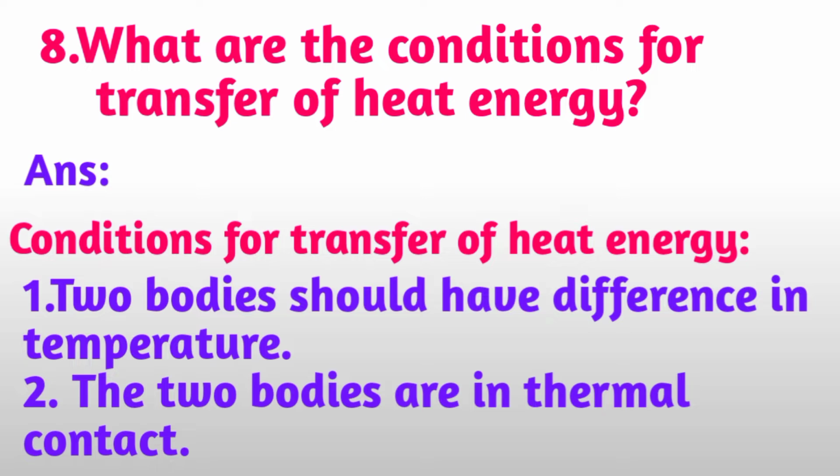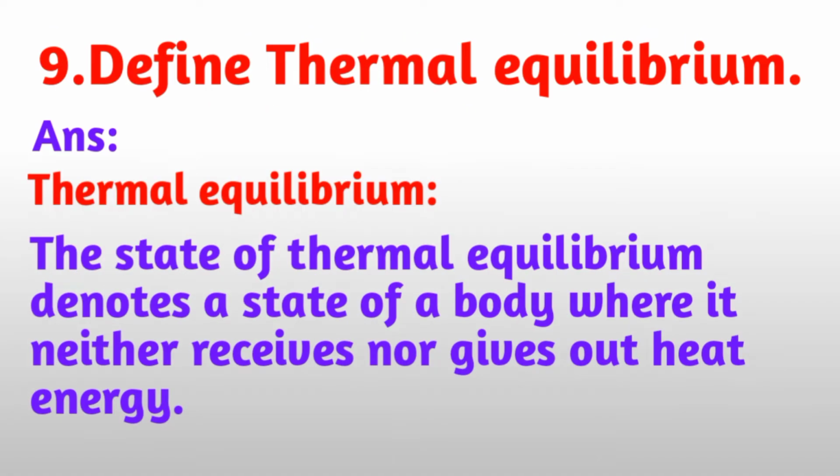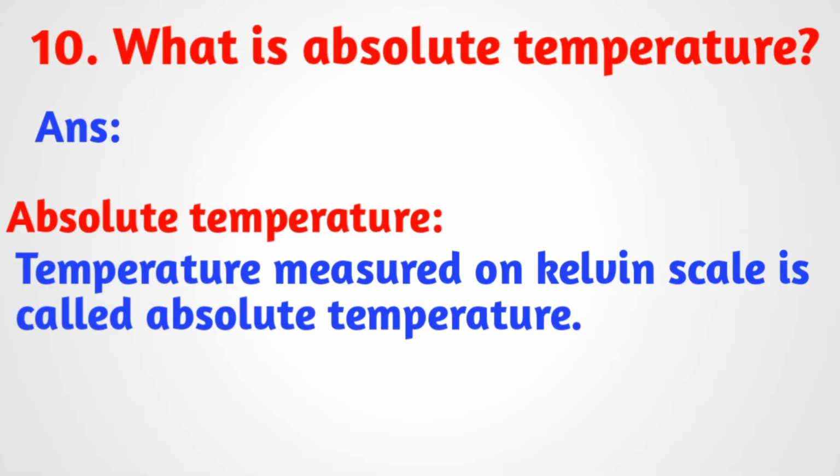What are the conditions for transfer of heat energy? Conditions for transfer of heat energy are: two bodies should have a difference in temperature, and the two bodies are in thermal contact. Define thermal equilibrium. The state of thermal equilibrium denotes a state of a body where it neither receives nor gives out heat energy. What is absolute temperature? Temperature measured on Kelvin scale is called absolute temperature.